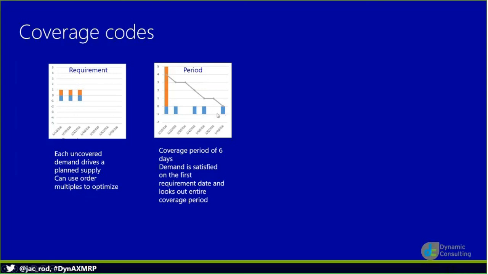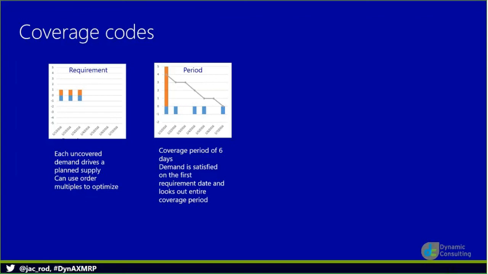So you've got to weigh the good with the bad here. It allows us to group all these together, gives us 1 single order, but then we have 7 days worth of inventory instead of 1, right? Now, the other thing that's important to understand here is this is based on the first requirement date of the demand. It's not based on a calendar.